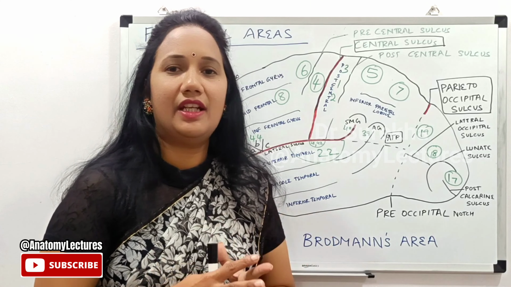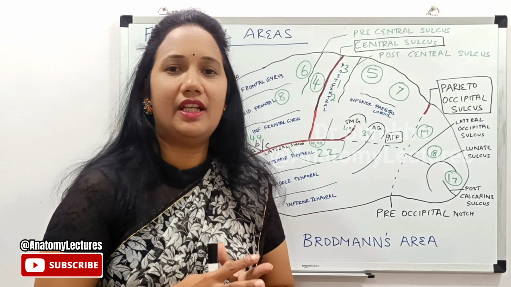And next, coming to the functional areas in the occipital lobe. We have areas number 17, 18 and 19. Area number 17 is the primary visual area, the one concerned with vision. And then we have 18 and 19, which are the associated visual areas. So 17 is referred to as the primary visual cortex.